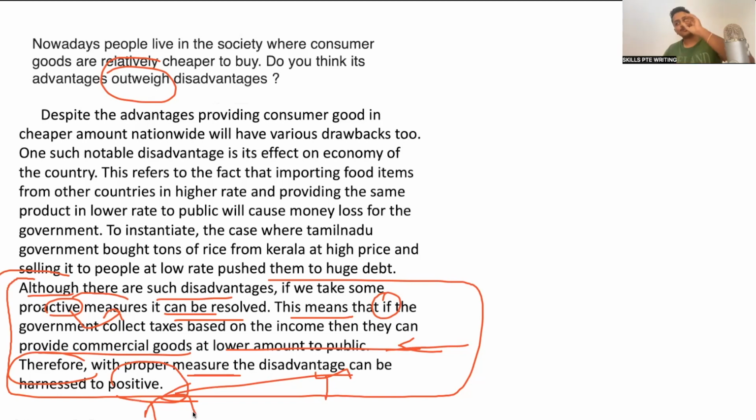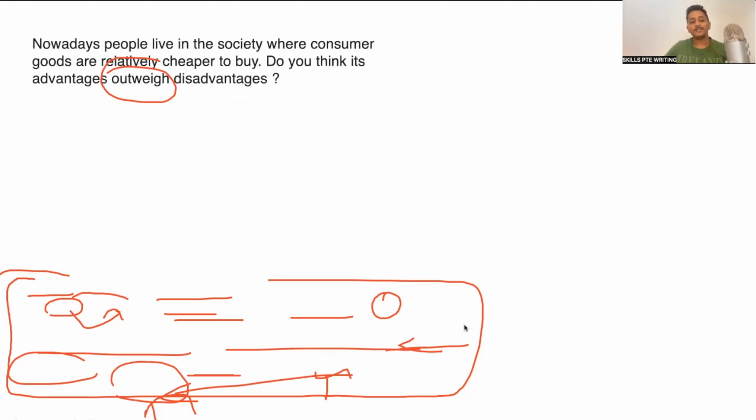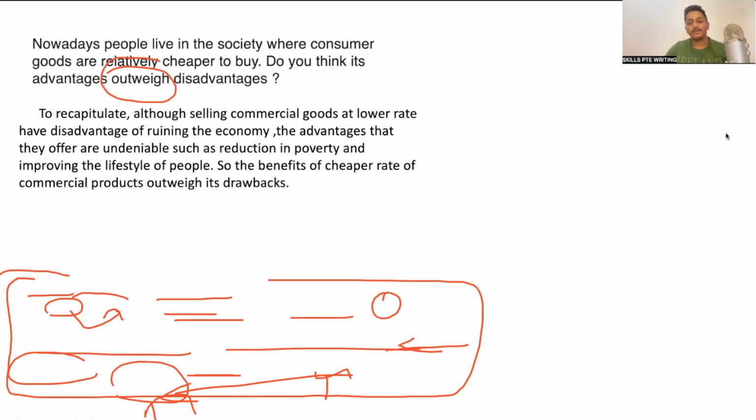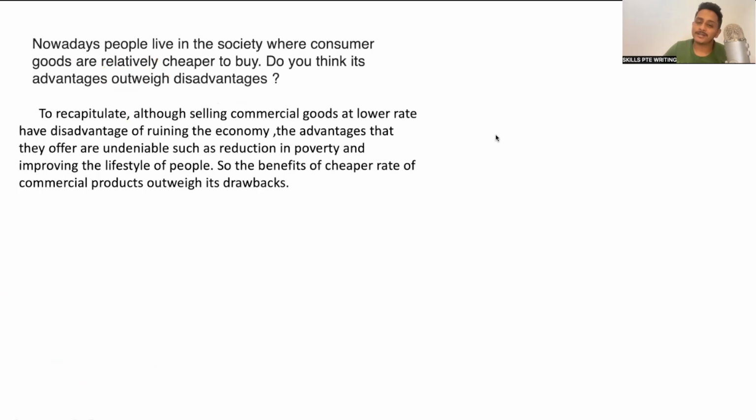That means it is not a great disadvantage. That means advantage outweighs disadvantage. In the next paragraph, we will finish it off. To recapitulate, now second paragraph, third paragraph, please summarize. Selling goods at lower rate has the disadvantage of ruining the economy. It will not ruin the economy, by the way, but yes, we will come back to that.